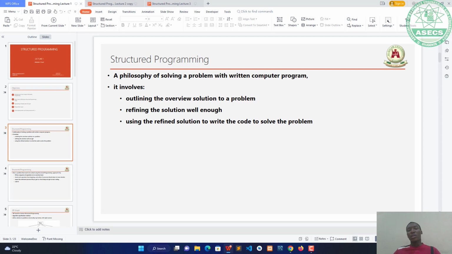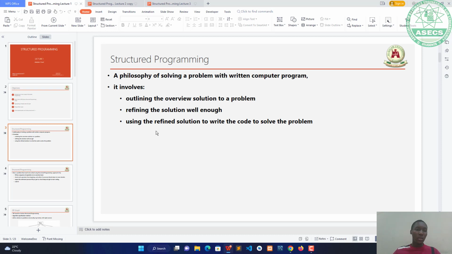You will refine that solution. You will break it into smaller pieces. The third one yake cewa use the refined solution to write the code to solve the problem. When you refine it up to a level da ya kamata a yi coding nashi, then you will start creating your computer program, using code. And you can use any programming language.